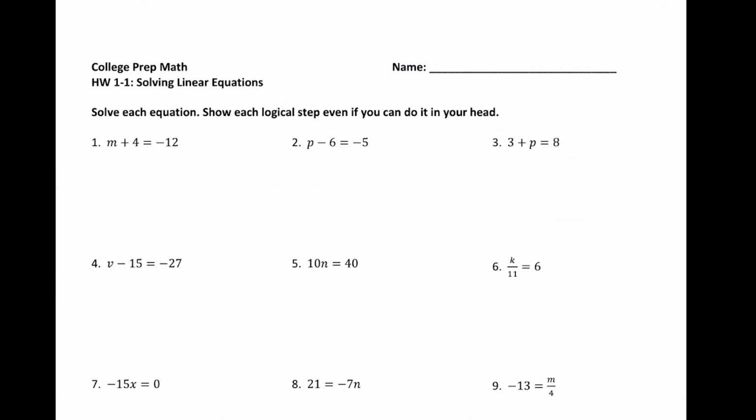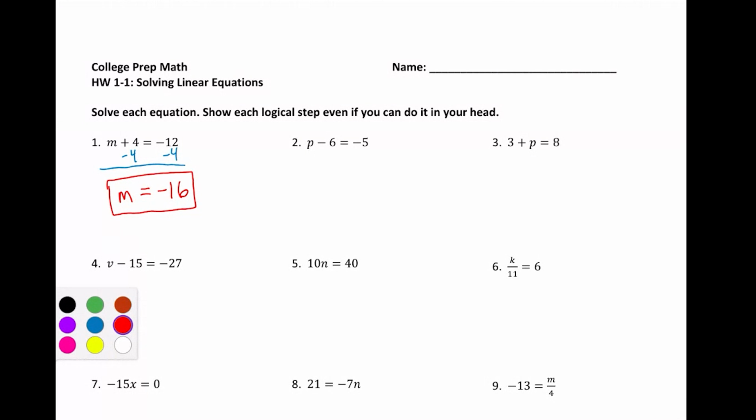The first few problems are all one-step equations, so you should only have to use one property of equality to isolate the variable. Number one, we are going to subtract 4 from both sides of the equation, which will give us our answer right away. These one-step equations are pretty nice. Negative 12 minus 4 is negative 16.